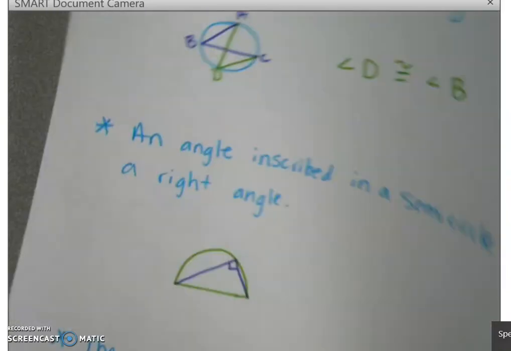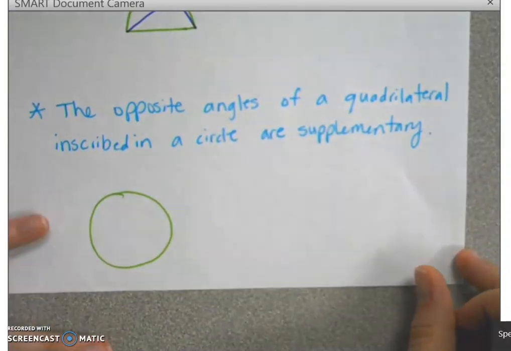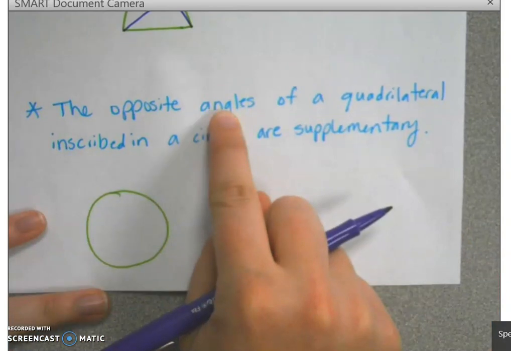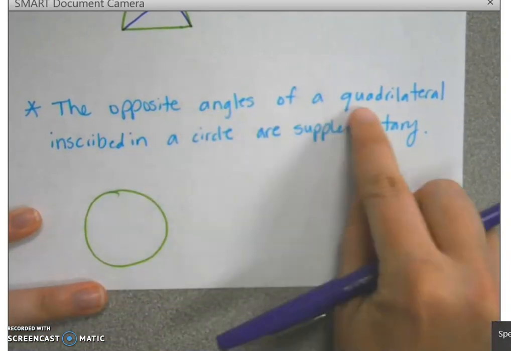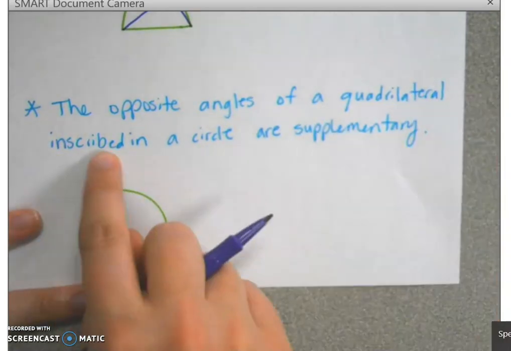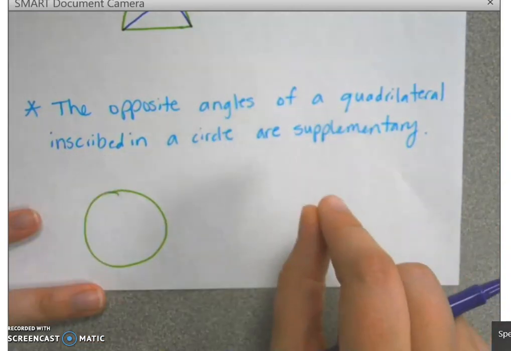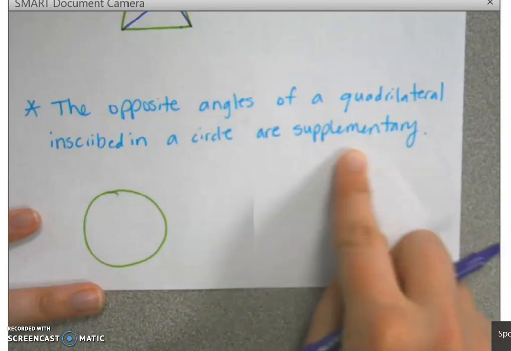So that makes sense. And last one. Opposite angles of a quadrilateral inscribed in a circle are supplementary. There's a lot of vocab words here. So opposite angles, remember these are ones literally on opposite sides. They're not beside each other. A quadrilateral is a four-sided shape. Inscribed means the vertex is on the circle. So because it has four vertices, all four of them are going to be on the circle. And supplementary means they add up to 180.